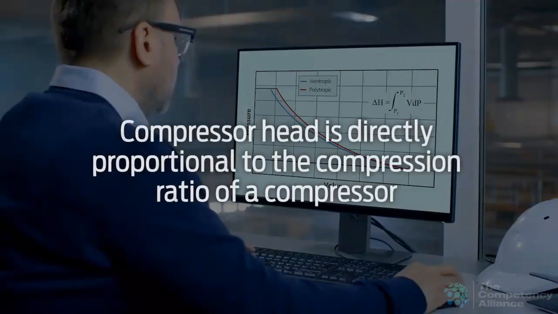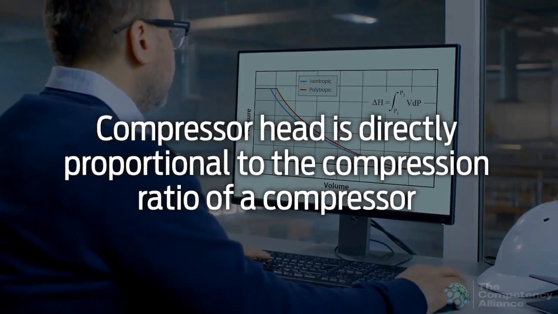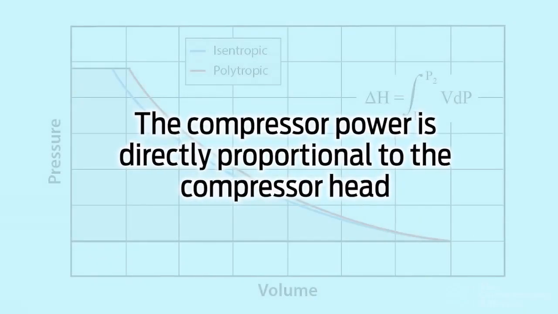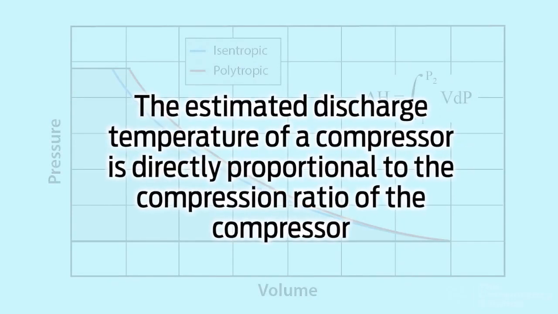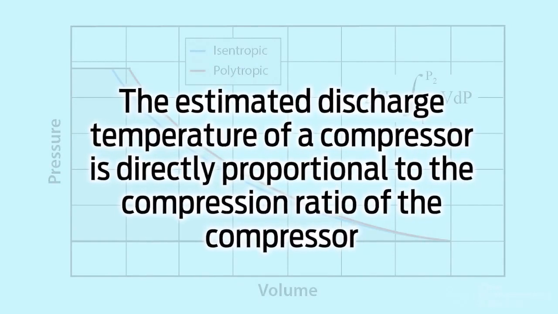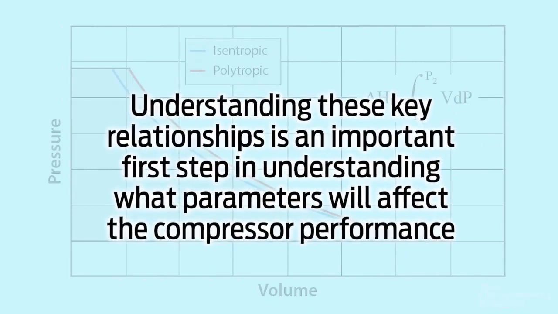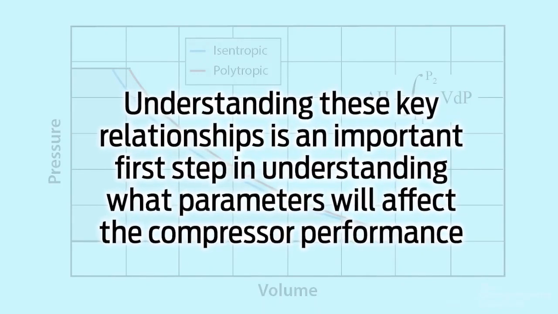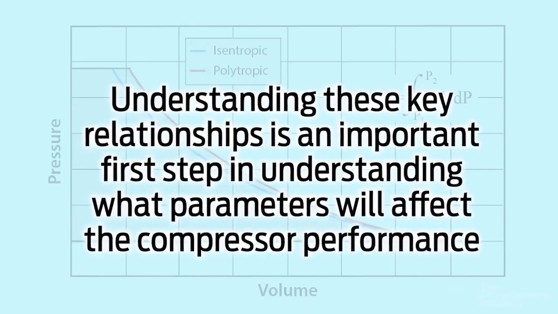Compressor head is directly proportional to the compression ratio of a compressor. The compressor power is directly proportional to the compressor head. The estimated discharge temperature of a compressor is directly proportional to the compression ratio of the compressor. Understanding these key relationships is an important first step in understanding what parameters will affect the compressor performance.